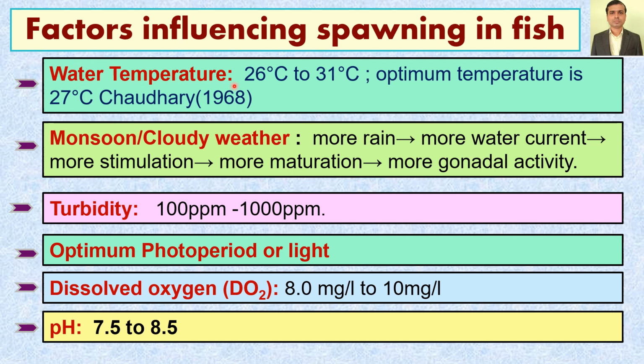Firstly, water temperature. A water temperature in the range of 26 to 31 degrees centigrade is most favorable for various carp fish. However, the optimum temperature is reported to be 27 degrees centigrade. Monsoon or cloudy weather is required for more rain and more water current. The water current stimulates the maturation of gonads and more gonadal activity.